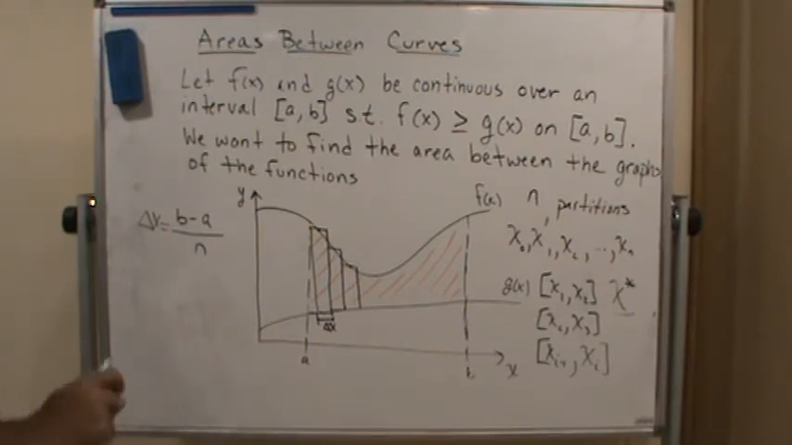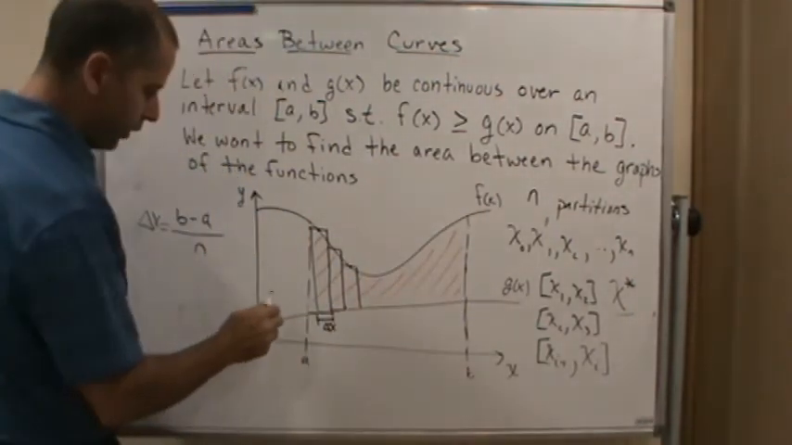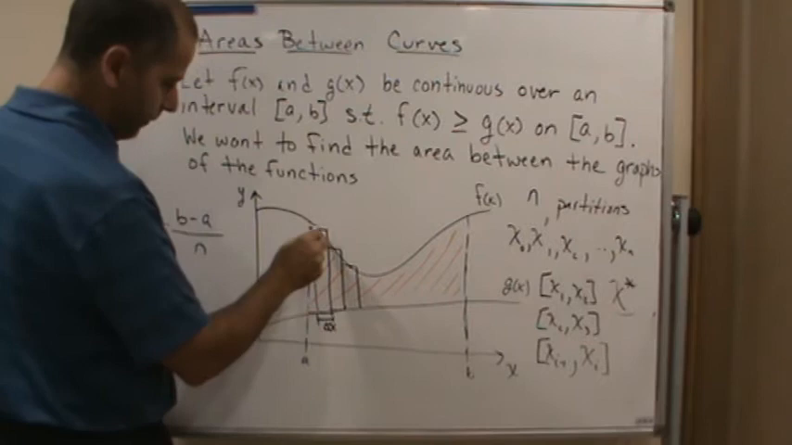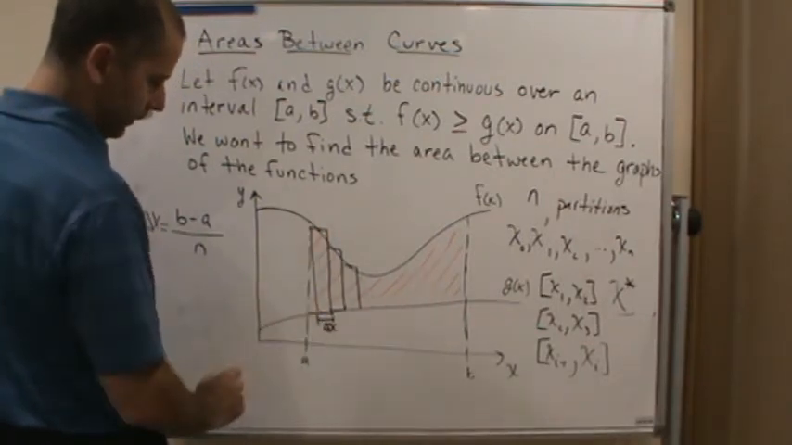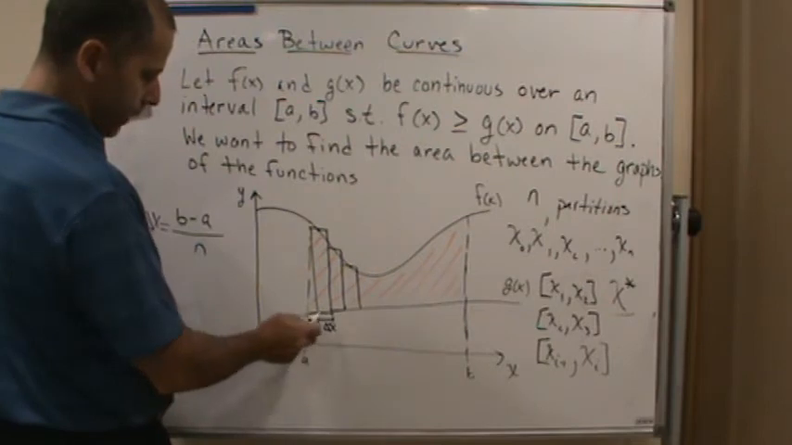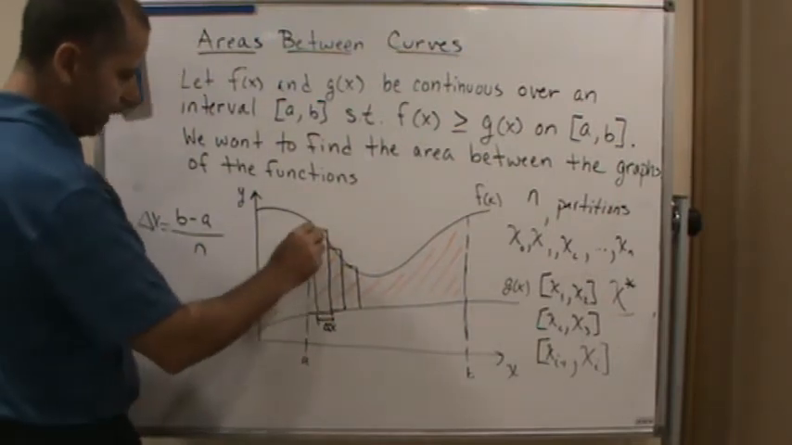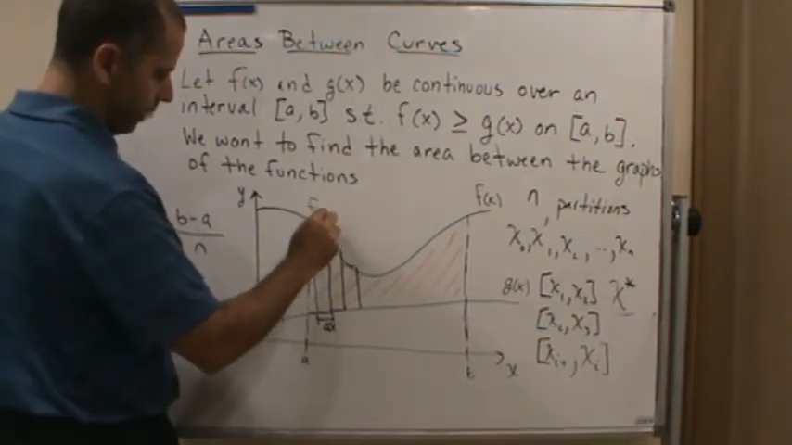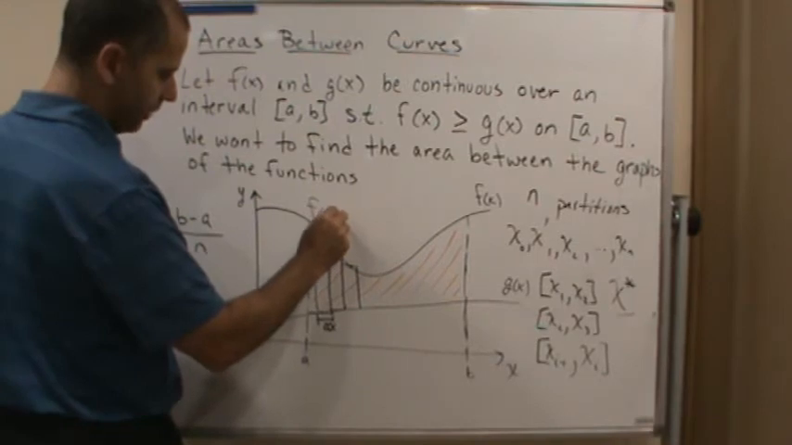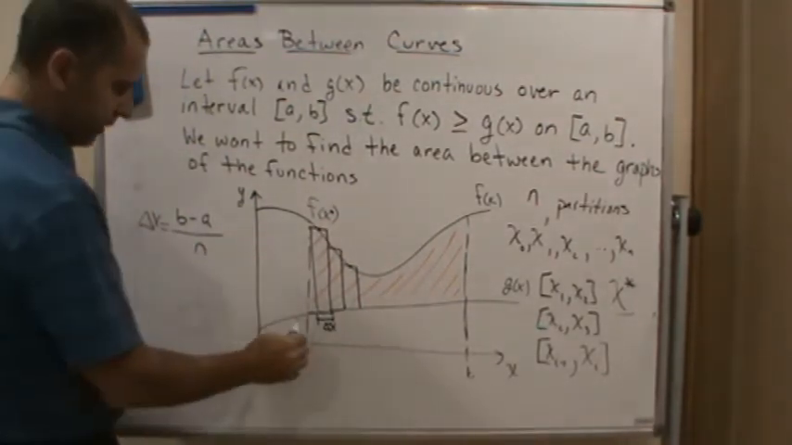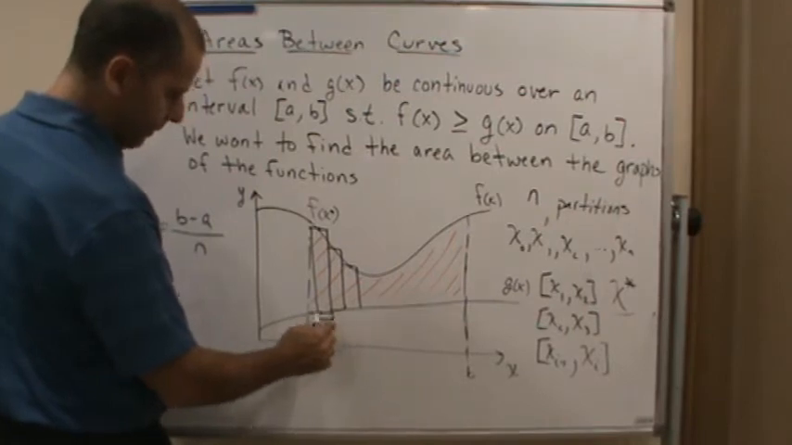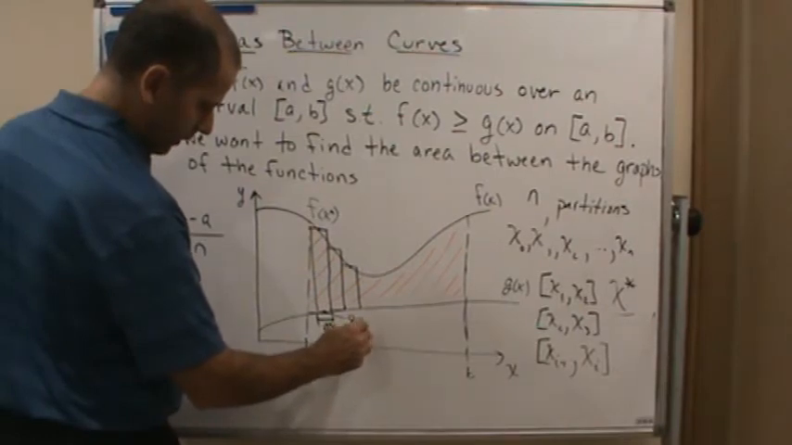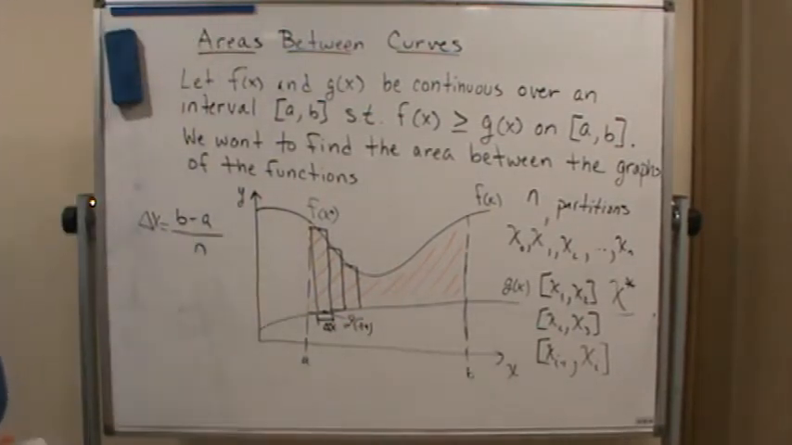To introduce the idea here, I have my x star and my delta x. To find the area of this rectangle, I need the height of this rectangle. I've got the width. Now we have to find the height of each one of these rectangles. Well, the height of the rectangle is at x star here, evaluated at f. So it's going to be f of x star, and the base is located at g of x star.